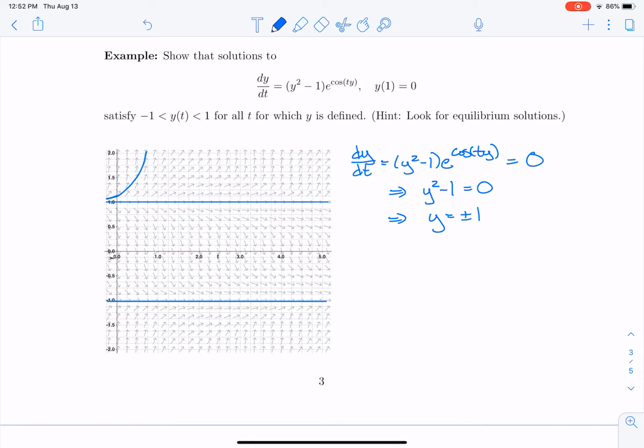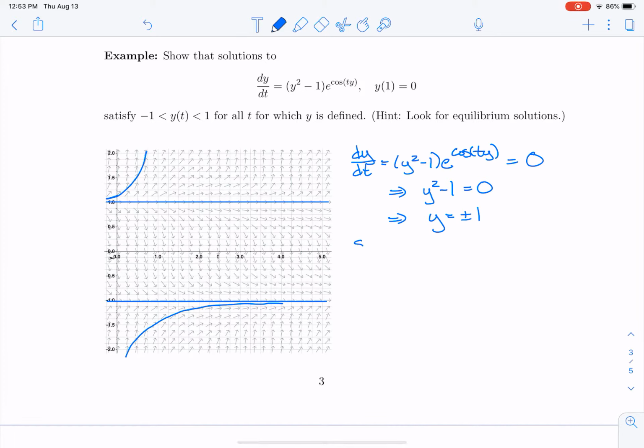Okay, so that means if I start below minus 1, the solution will approach minus 1, as you can see from the slope field, but it'll never actually touch minus 1. So solutions that start below minus 1 will remain below minus 1 because the solutions cannot cross.